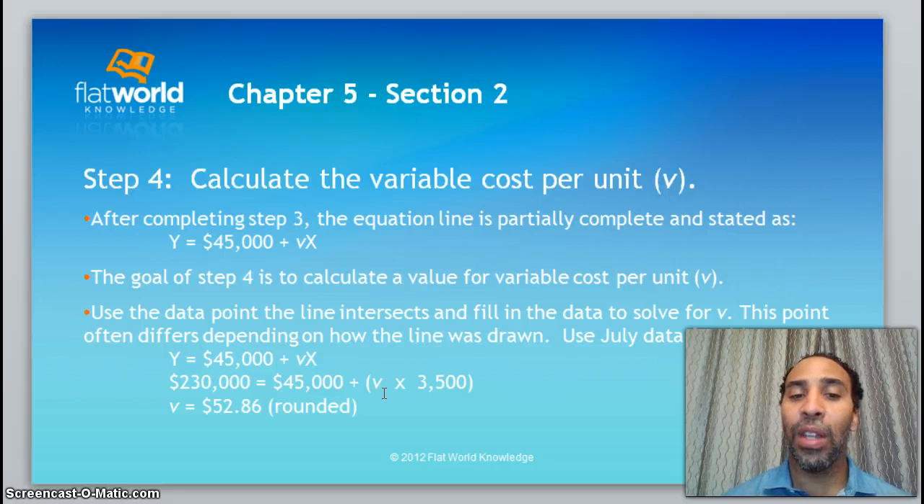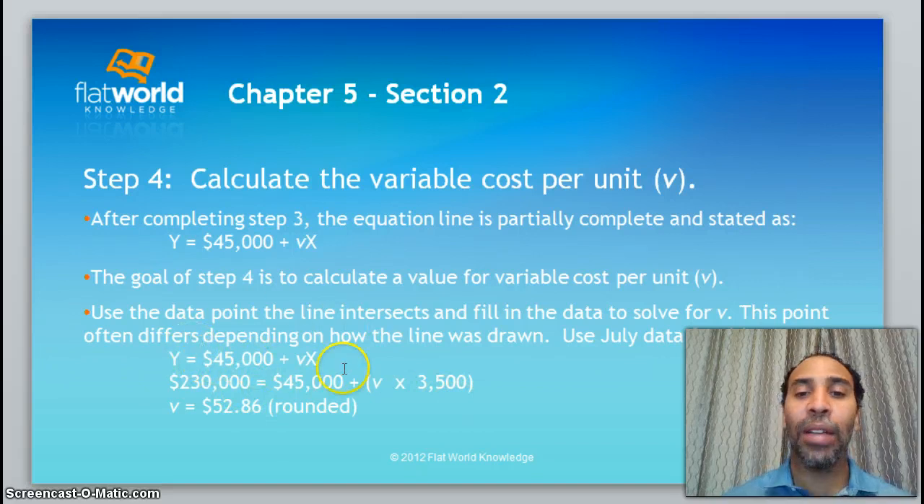This point often differs depending on how the line was drawn, right? So how straight or shortened up your line was, it may vary. So use the July data for this example. That July data, because after I went through the PowerPoint and reviewed it, look in your book. I think it's page maybe like 251 or something like that. I'm not sure, but it has a thing in your book that shows how these numbers line up, and 3,500 does line up with 230,000. So you'll see that in your textbook.